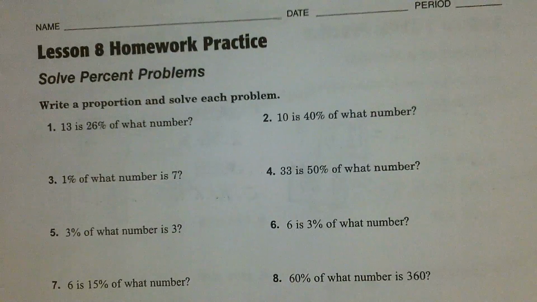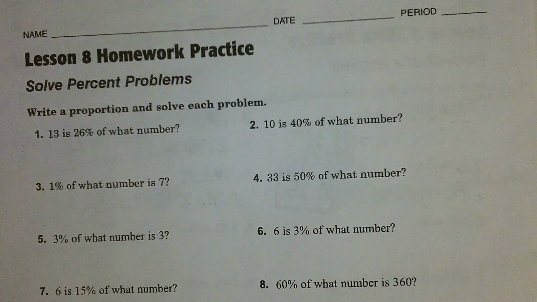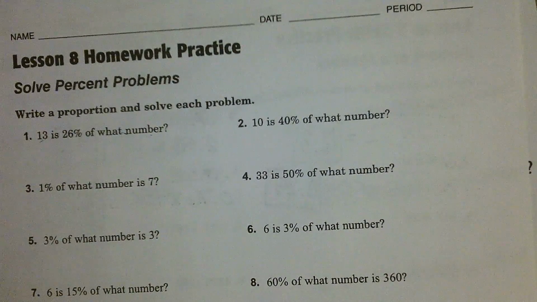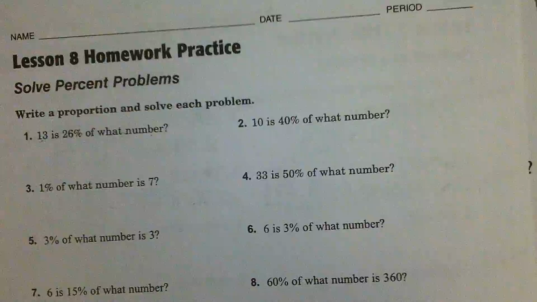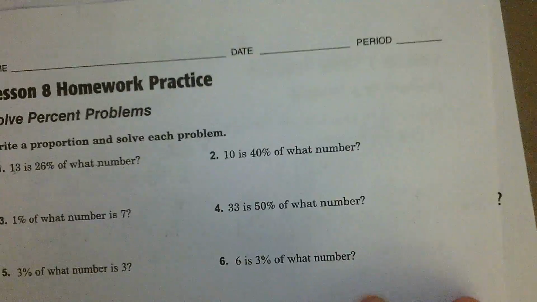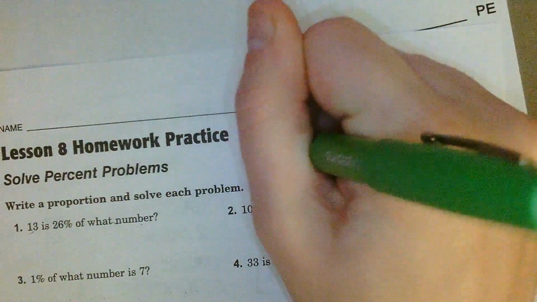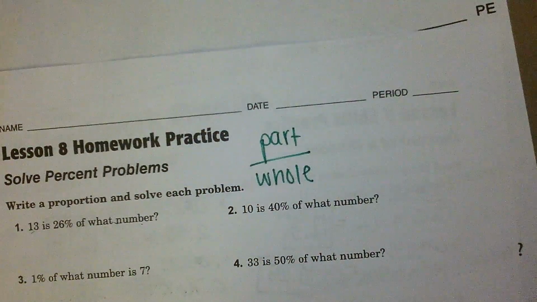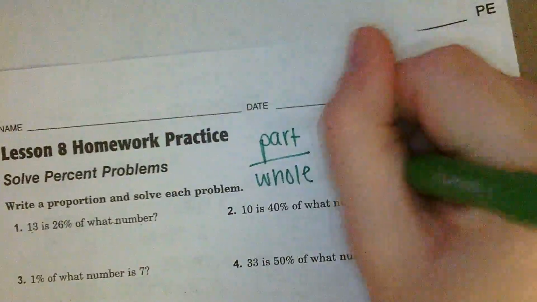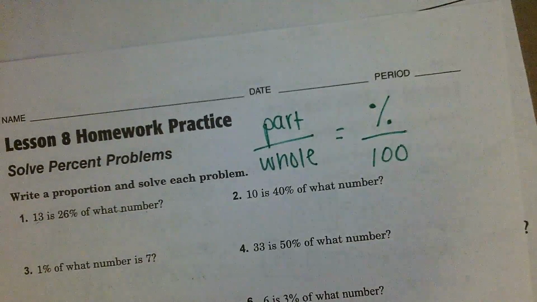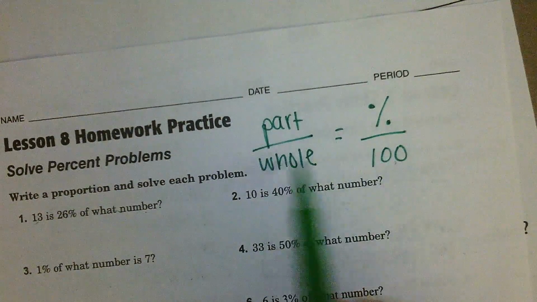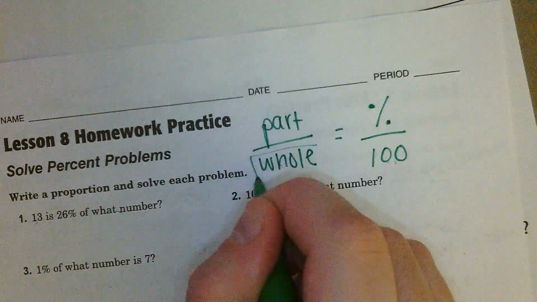Alright, so on the back side of your paper, this time we are finding what the missing whole number is. So we are given 13 is 26% of what number? Well, we don't know what number 13 is a part of. So there's a certain formula you use when solving problems like this. So make sure you write this on your paper. You have part over whole equals the percent over 100. This is what's called a proportional relationship. So we have two ratios, two fractions that are equivalent, but we're going to be looking for a missing value.